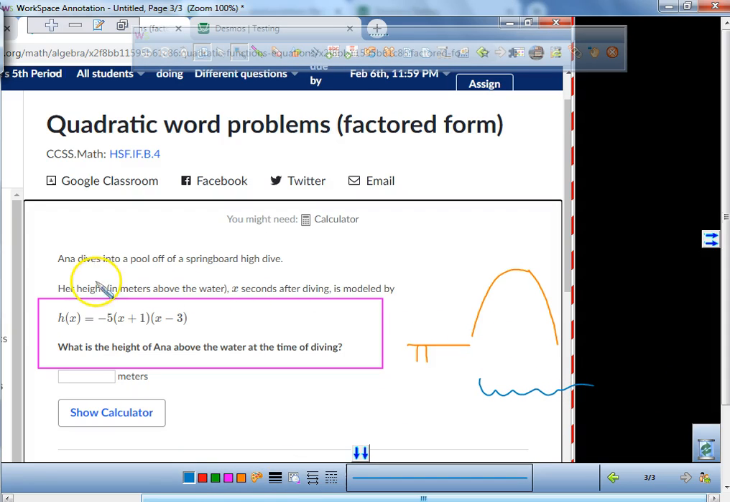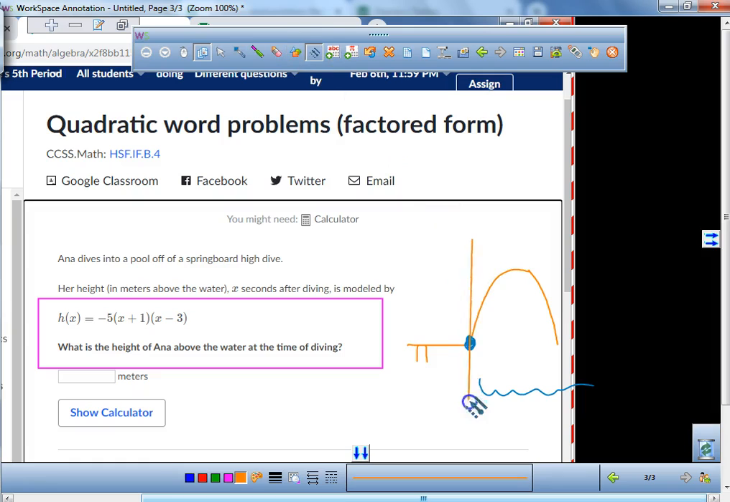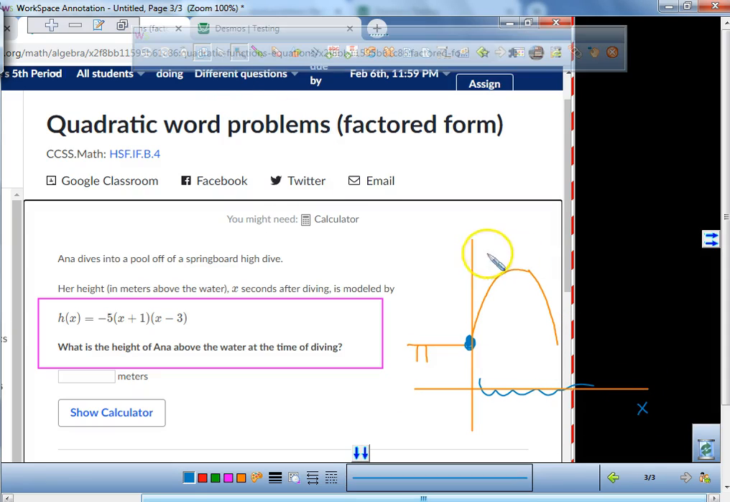All right, so right now it just says what is the height of Anna above the water at the time of the diving. It's not talking about the maximum height. It's talking about the y-intercept. Now, by the way, if I were to make an actual graph where we have an x and a y axis, like this is your x-axis, this is your y-axis. She's on a diving board, a high dive, and she's jumping off. What's the x value always going to be right here? 0, right? So we're going to have 0, comma, something.